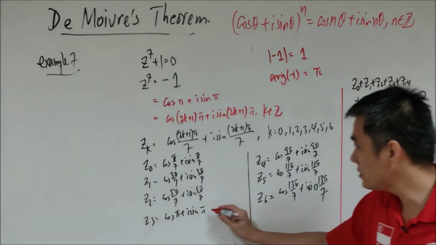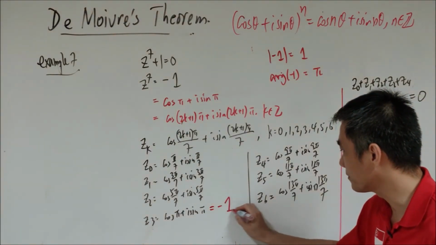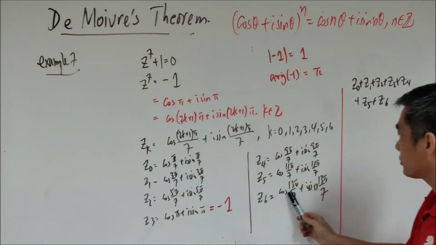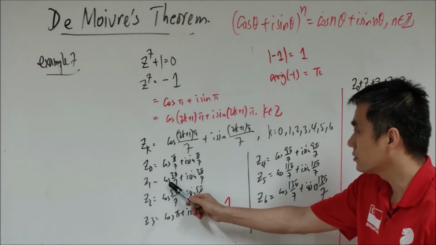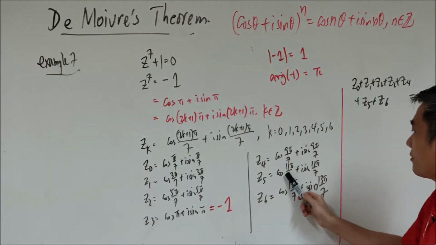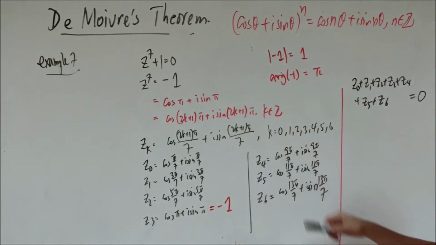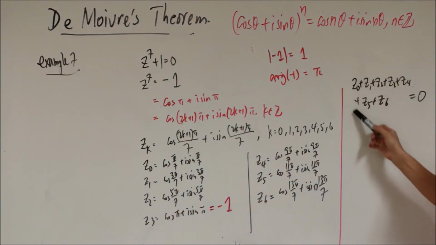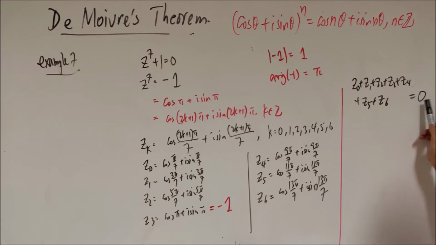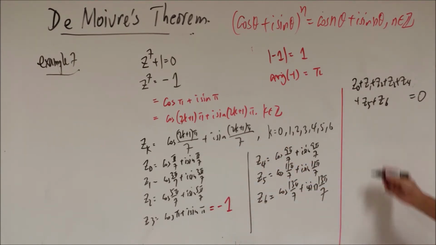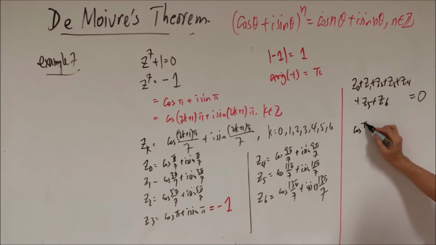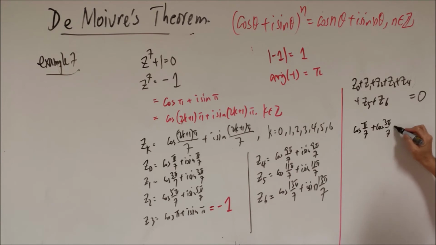And we note that this is equal to negative 1. Cosine of π/7 equals cosine of 13π/7. Cosine of 3π/7 equals cosine of 11π/7. And cosine 5π/7 equals cosine 9π/7. So when you add these up and it equals 0, it means that the real part equals 0. And the real part equals cosine π/7 plus cosine 3π/7 plus cosine 5π/7.